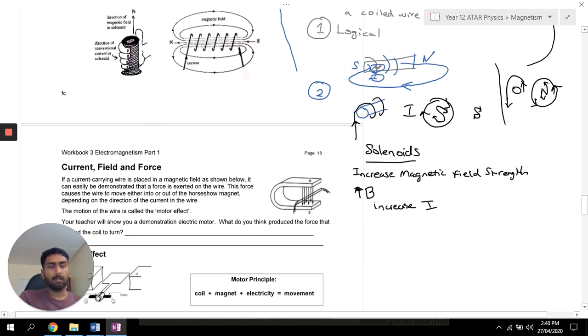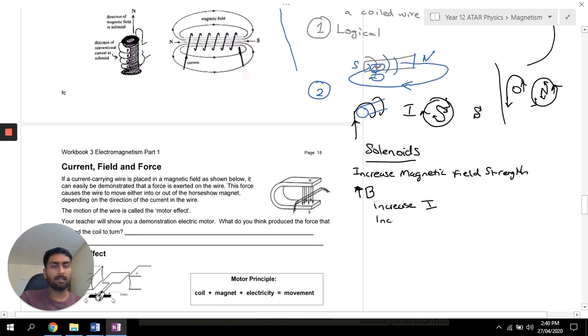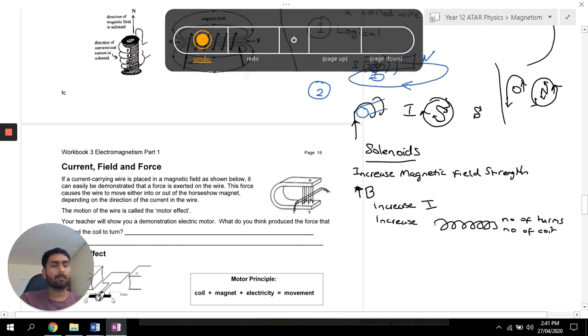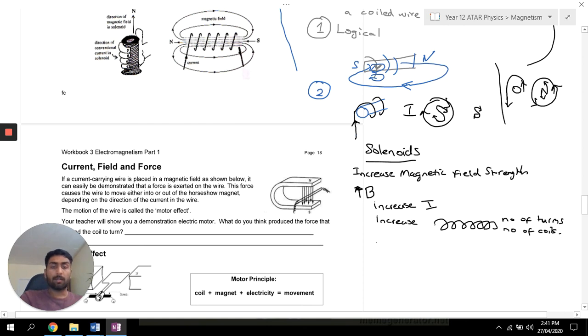The other thing is you could keep the current the same, but you could increase the number of coils. The number of coils you have will mean that there are more mini magnetic fields around the little sections of wire, and that means you have a bigger field. So you could increase the number of turns or number of coils. The same thing. Also, there is one other way. So that's one way. There's another way.